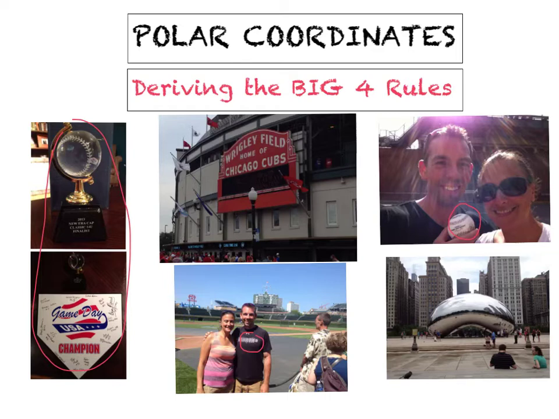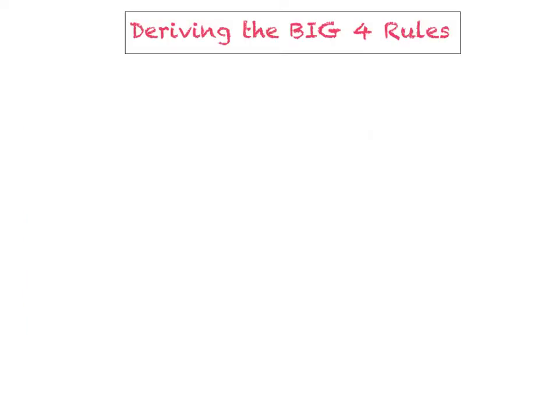But we're going to dive into some pretty interesting things today. Polar coordinates. We're going to keep it simple, but it's just a different way of thinking. We're so used to thinking in terms of rectangular coordinates, or a lot of times what I call Cartesian coordinates, and we're going to turn it around and learn a new language that we call polar coordinates. So the first thing I want to do is go over how we're going to derive the big 4 rules.